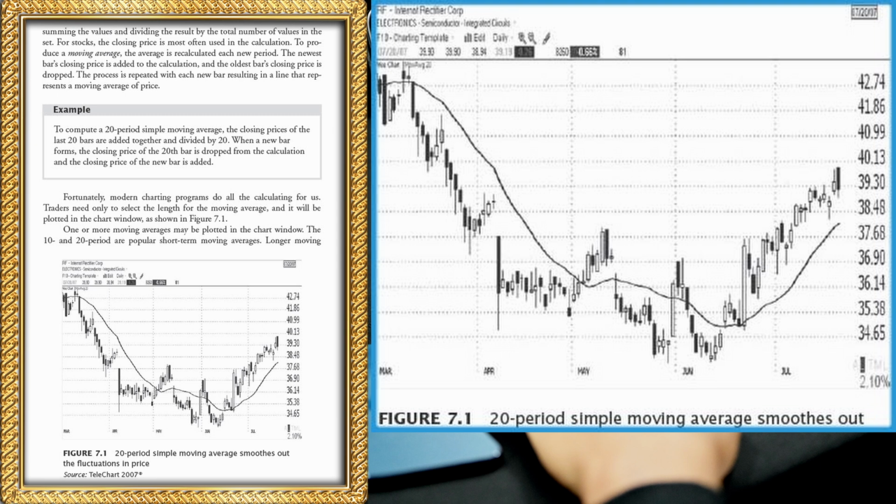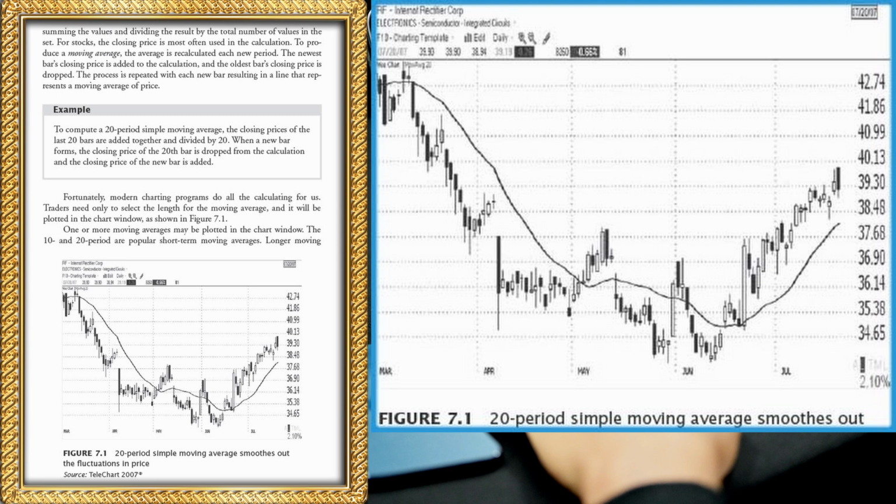Example: to compute a 20-period simple moving average, the closing prices of the last 20 bars are added together and divided by 20. When a new bar forms, the closing price of the 20th bar is dropped from the calculation, and the closing price of the new bar is added. Fortunately, modern charting programs do all the calculating for us. Traders need only to select the length for the moving average, and it will be plotted in the chart window.